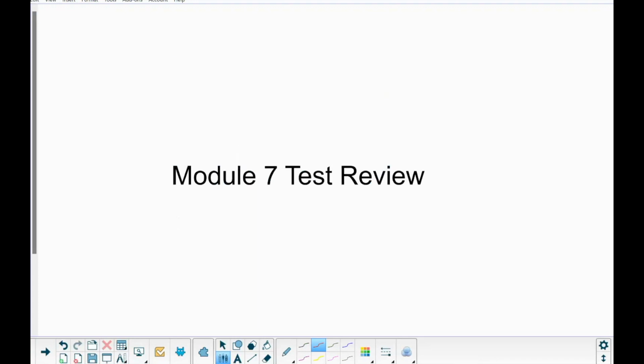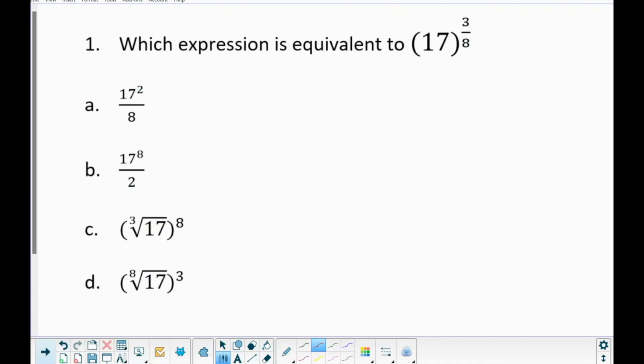All right, today we're going to be going over the Module 7 test review. And here is our first question. Which expression is equivalent to 17^(3/8)?